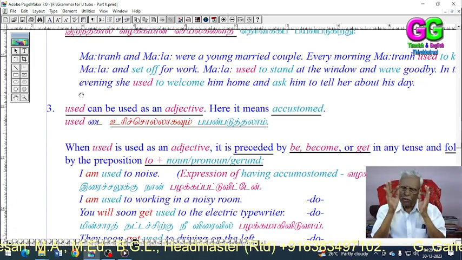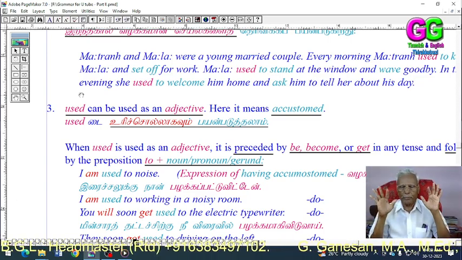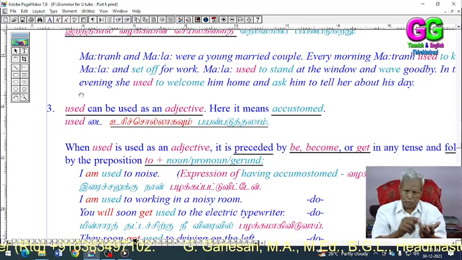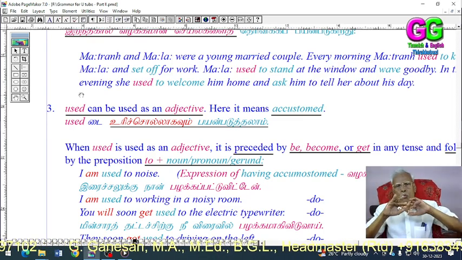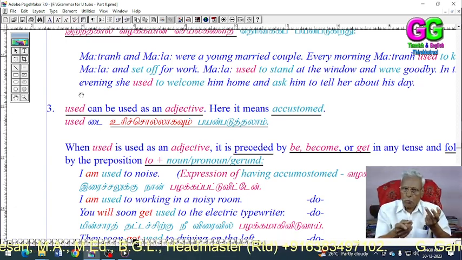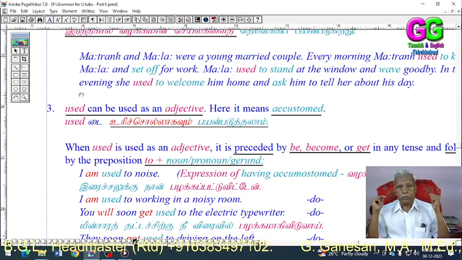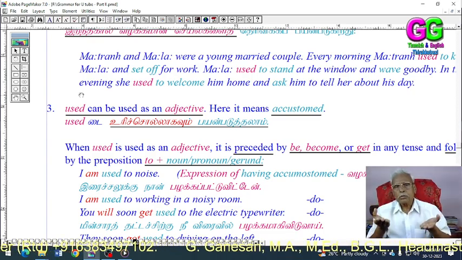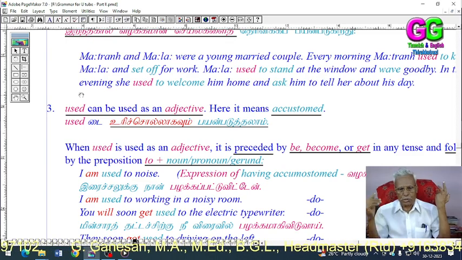as an adjective. It is mainly used as a finite verb. It can also be used as an adjective. I have already told you that it is the present and past participle of any finite verb. Most of the verbs, the present and past participles of most of the verbs, could be used as an adjective. So used also could be used as an adjective. That's all.